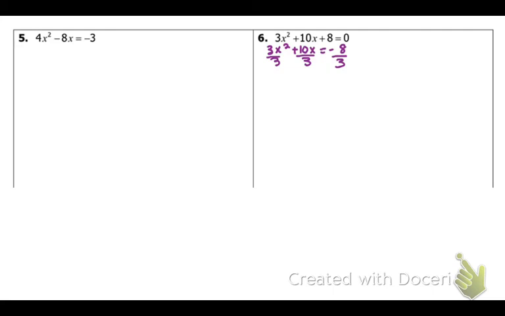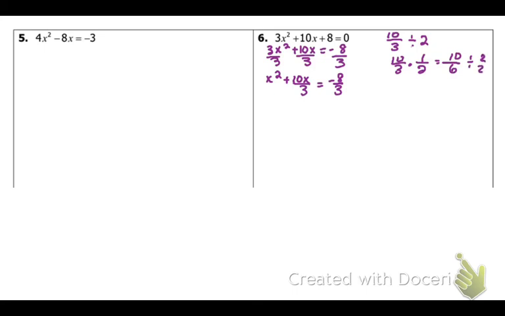Now you're going to go ahead and take, so I'm left with x squared plus 10x over 3 is equal to negative 8/3. So now it's telling me to take half of b, so 10 over 3. You're going to take half of that, which means you're going to divide it by 2. But I'm going to rewrite that as 10 over 3 times 1/2 because of keep, change, flip. So we get 10 over 6.